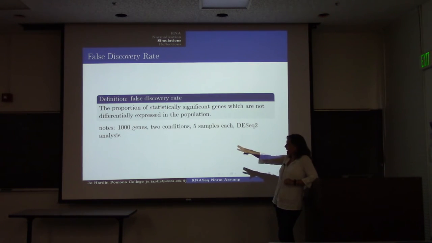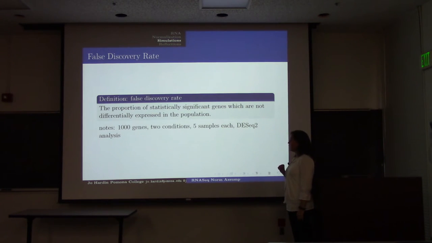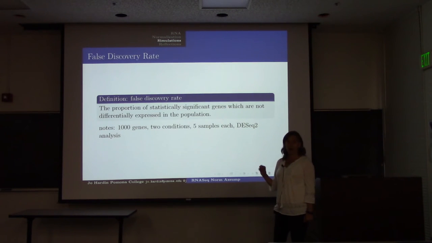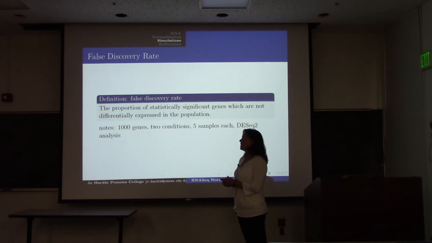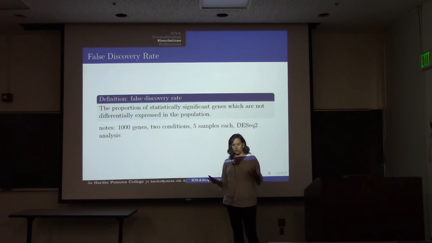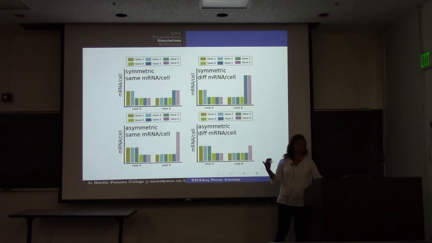We did a simulation where we had 1,000 genes, two conditions, this A-B condition that I've been talking about, 5 samples for each condition, so 10 samples total. Again, we applied DESeq2 for the analysis. But really, the key thing we were looking at was the proportion of the statistically significant genes which we knew were actually not differentially expressed in the population. Okay, so we're doing a simulation, so we know which genes are differentially expressed and which aren't, because we've set them to be such, okay? And we've set them under these conditions, okay? So 4 different scenarios about, you know, how we're 4-fold or 2-fold, what proportion, all that kind of stuff.